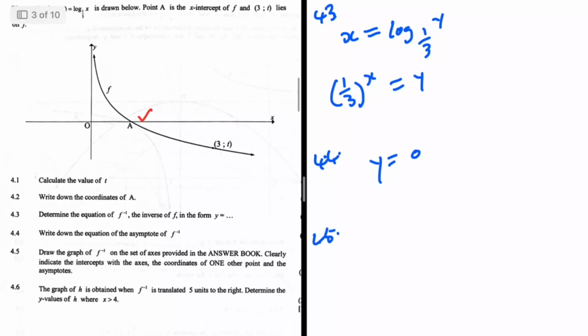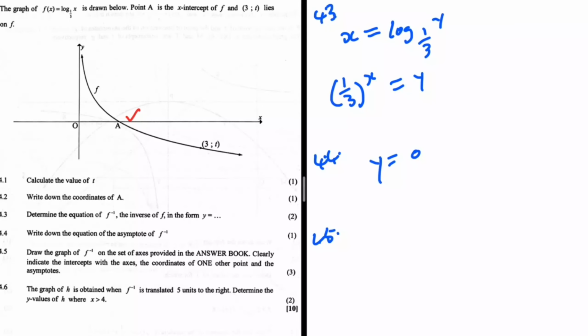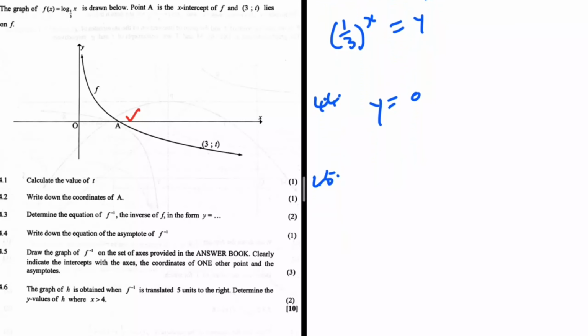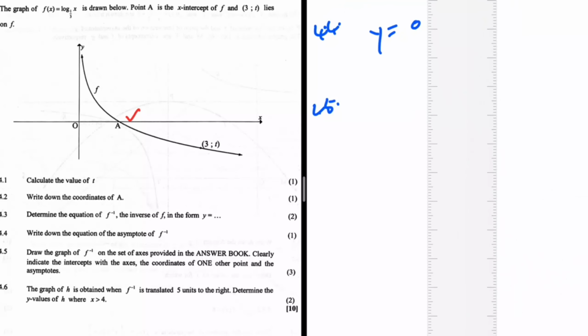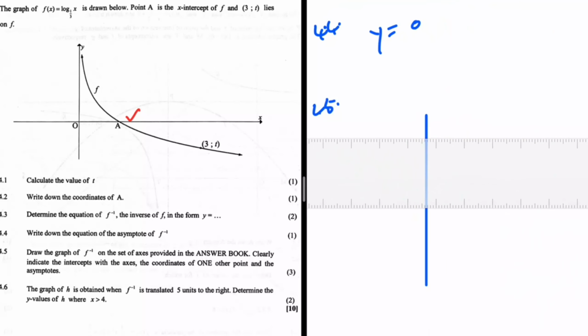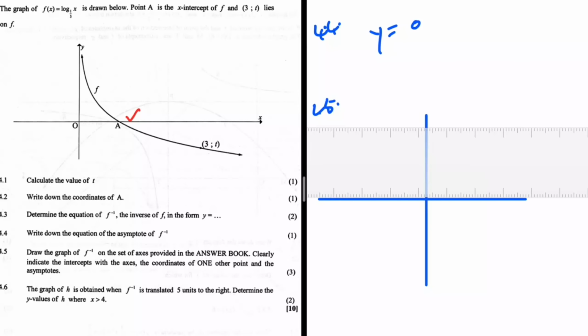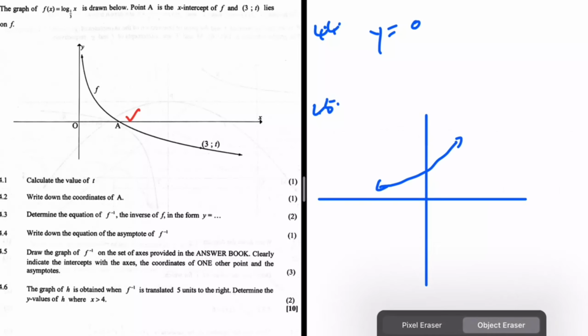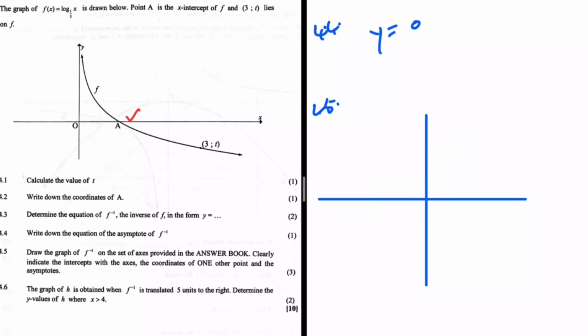What about 4.5? Draw the graph of f inverse on the set of axes provided in the answer book. Clearly indicate the intercepts with the axes, the coordinates of one other point, and the asymptote. Initially, when I was thinking about this question, I came to the wrong conclusion. I had my x and y and then something like this, which is wrong. I realized it was wrong when I was doing 4.6. I didn't think much of the question. I just thought of the intercept and drew. But it's supposed to actually look like this. Yeah, that is how it's supposed to look.